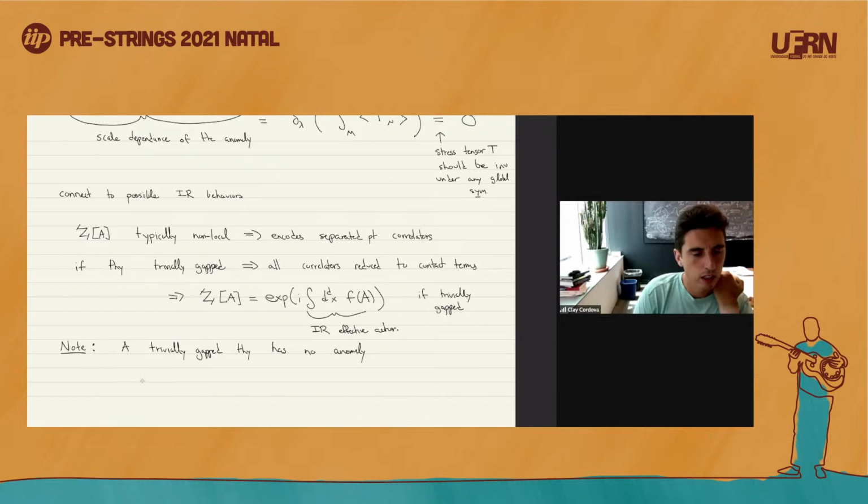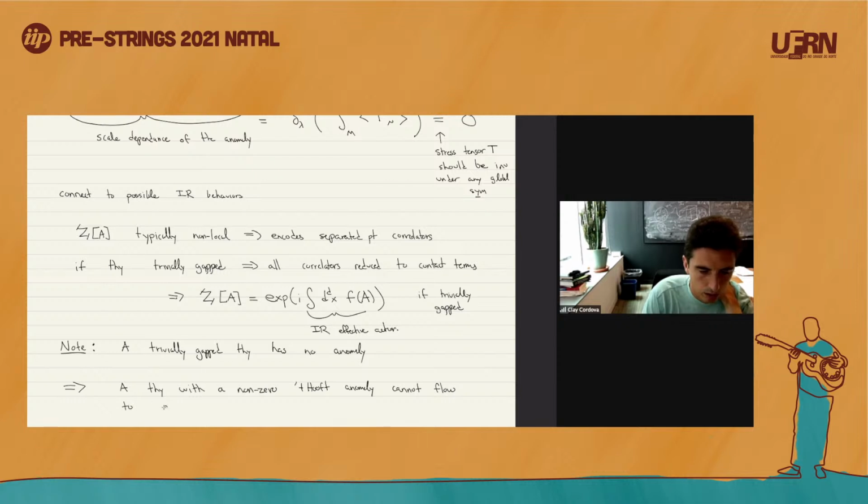We can look at the contrapositive of this to get the conclusion in the form that is commonly invoked, which is that a theory with a non-zero 't Hooft anomaly cannot flow under RG to a trivially gapped theory. And this is really the fundamental conclusion that I wanted to get you to.